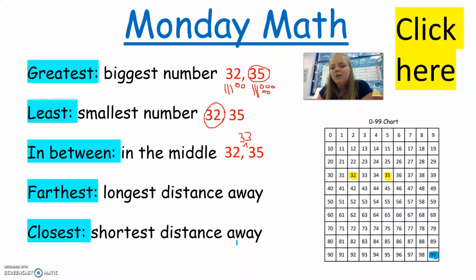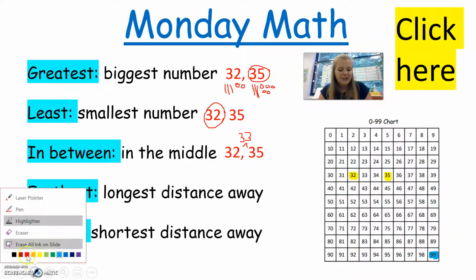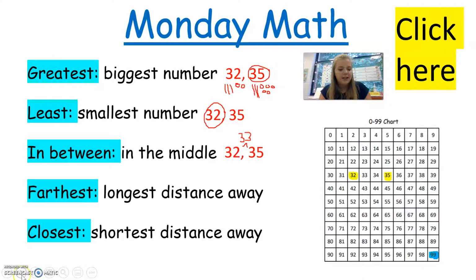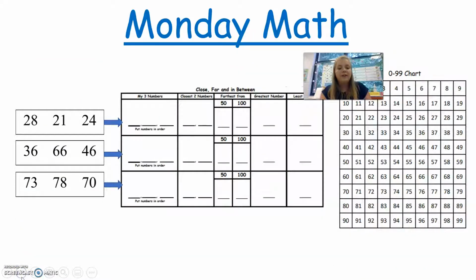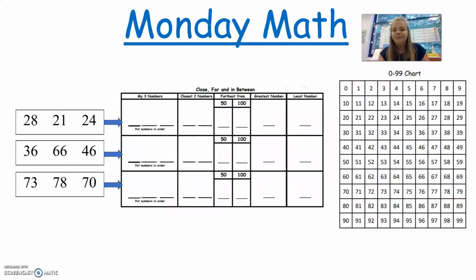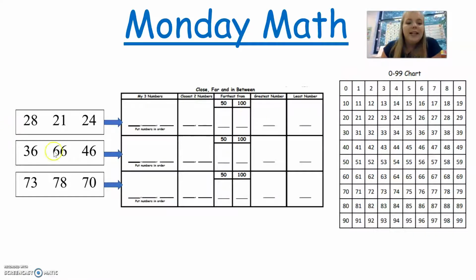Which one is closest to 99? Closest is the shortest distance away. So which one's closer? That's right, 35 is closer to 99. Good job. Okay, so for today's activity, you need to find these papers in your packet. All right, each group of numbers goes with a different line.